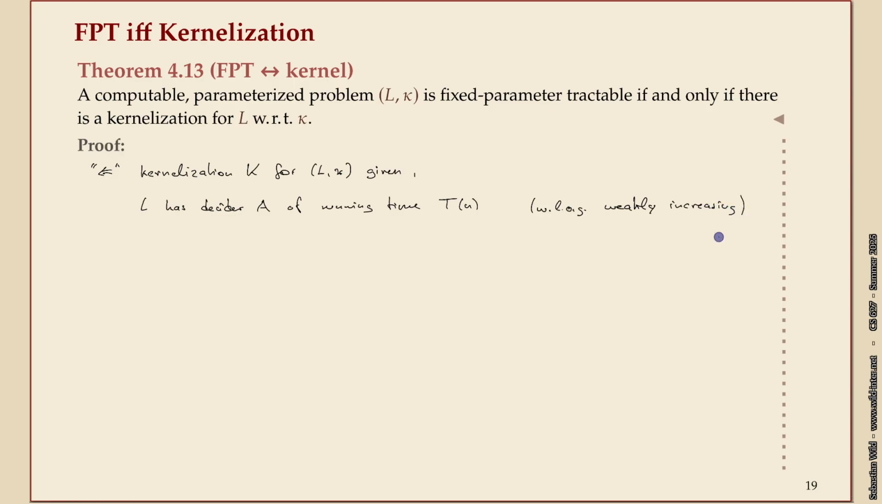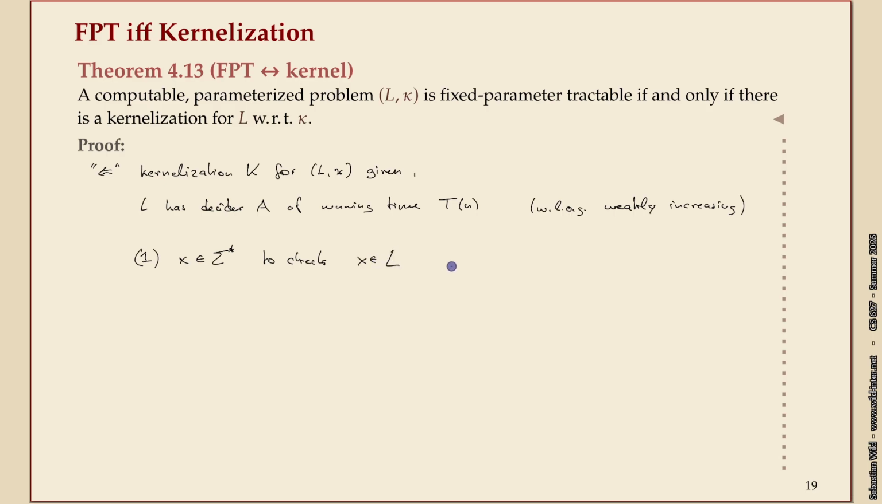As we had it before, we assume this technical condition that the running time bound is weakly increasing, as you can always guarantee, but it makes the proof easier. So now we have two steps. We're given some x where we're trying to check if x is in L.